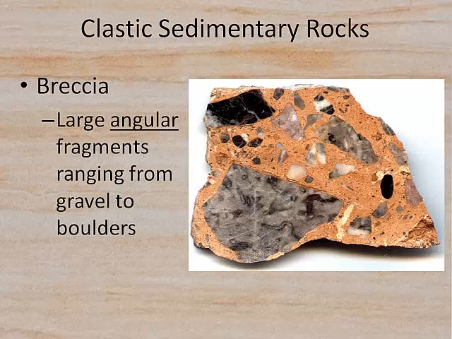Another type of clastic sedimentary rock is called breccia. Breccia is essentially the same thing as a conglomerate, except these particles that make it up, these rock fragments, have sharp angular edges on them because these particles haven't been transported as far by water. They haven't had a chance to get rounded and smoothed. So they're still angular. They get deposited somewhere and compressed and cemented together. And again, the particles in a breccia can range in size from gravel to boulders.